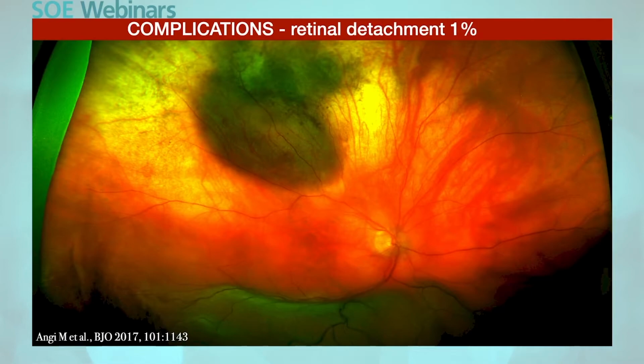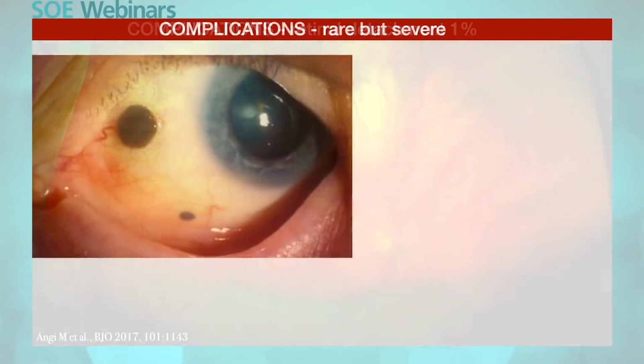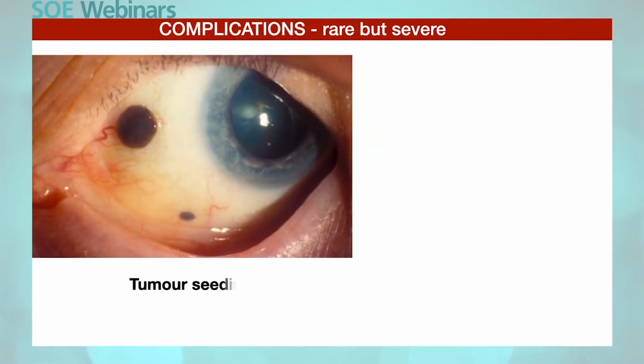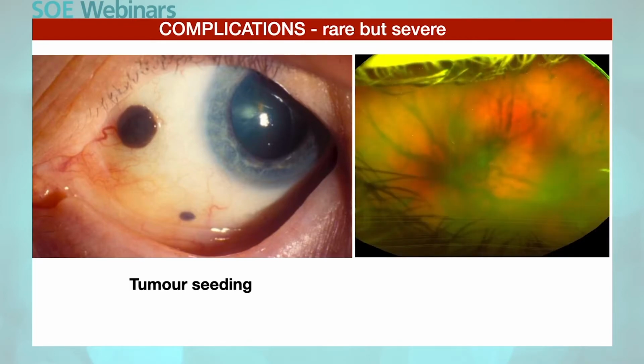Retinal detachment has a surprisingly low rate, less than 1%. Severe but rare complications are tumor seeding, which we haven't seen in the last 10 years, though we saw one in the early days of our biopsies, and endophthalmitis, which unfortunately happens perhaps once every 2 years in these cases. Again, we try everything to prevent it, obviously.